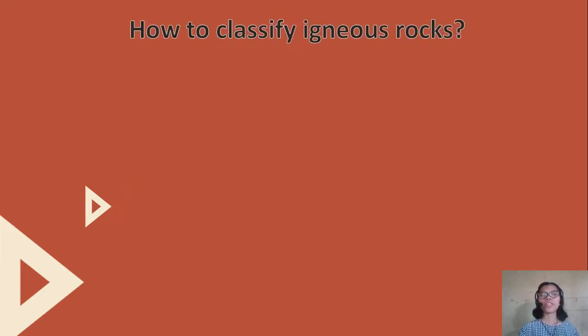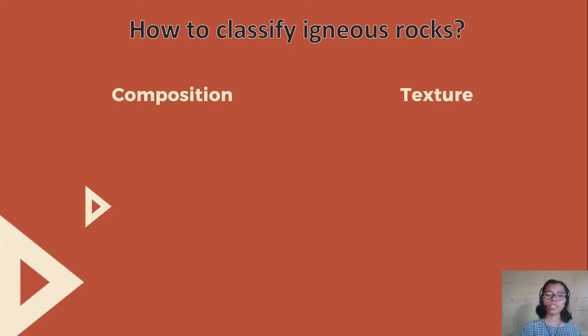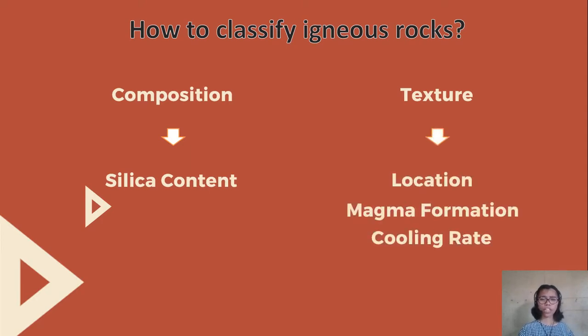Okay, so how to classify igneous rocks? We can classify igneous rocks by their composition and texture. In composition, through its silica content, and in texture, through its location, magma formation, and the cooling rate.